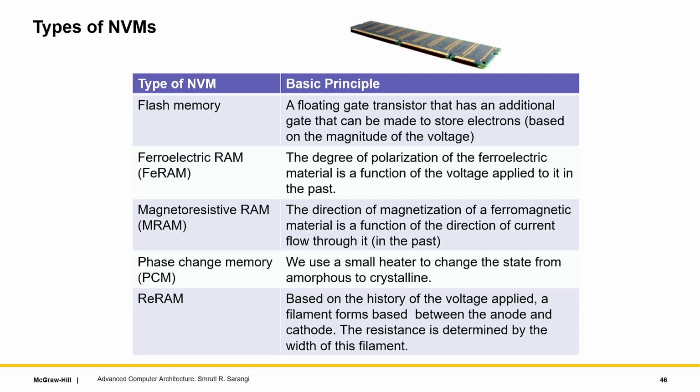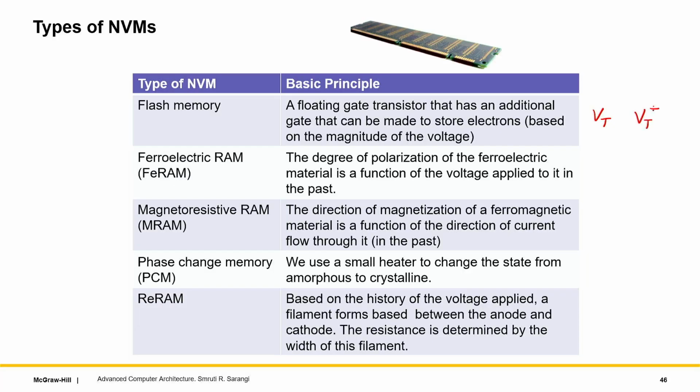Flash, we have seen, you have a floating gate. The floating gate traps electrons and then that changes the threshold voltage. If we set our threshold voltage between Vt and Vt plus, then the cell is said to be enabled and then we can find what is stored.